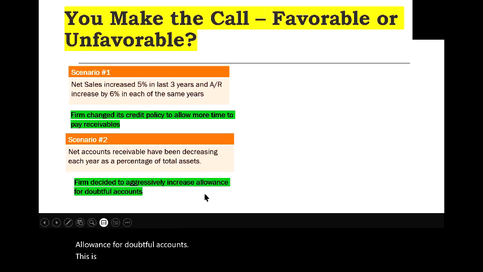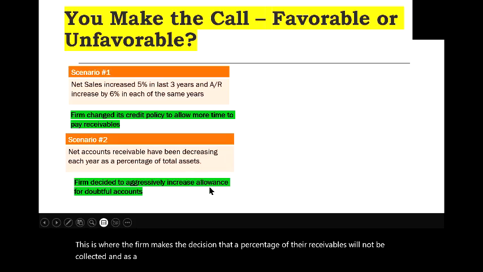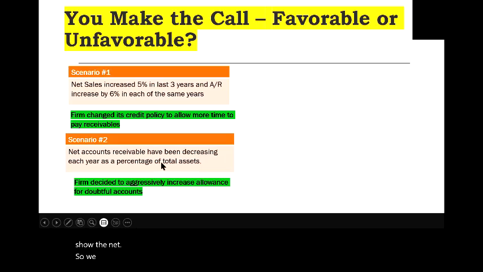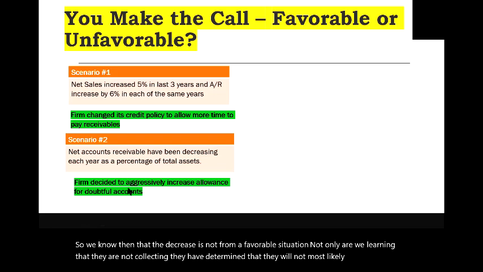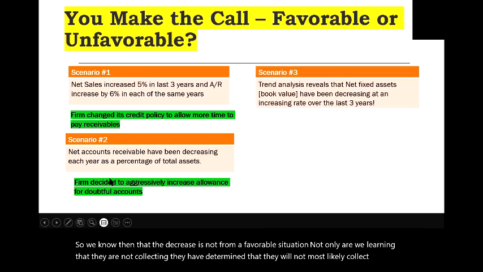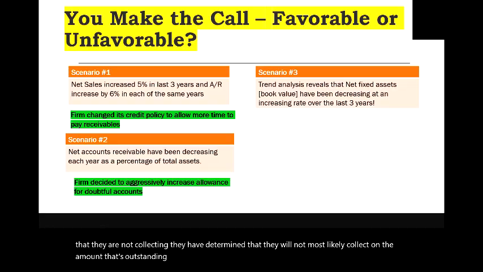This is where the firm makes the decision that a percentage of their receivables will not be collected, and as a result, they take that allowance away from the gross receivables and they show the net. So we know then that the decrease is not from a favorable situation. Not only are we learning that they are not collecting, they have determined that they will not most likely collect on the amount that's outstanding. Again, major cash flow concerns would be represented by that scenario.